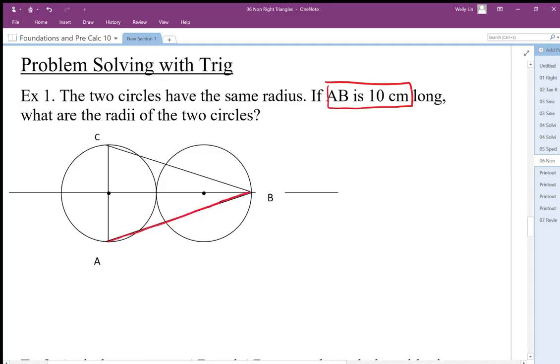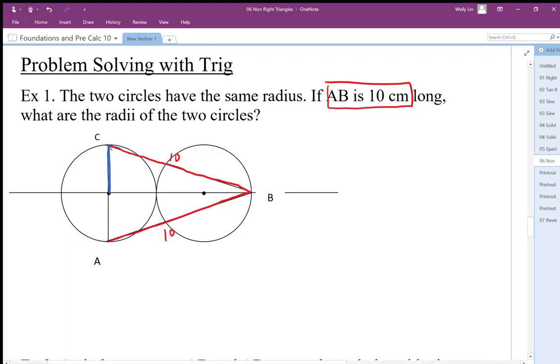And because of the symmetry of this diagram, we know that the other side must also be 10 centimeters. Whenever we have symmetry, we always want to apply the properties of symmetry. And we want to figure out how long the radius is. We want to know this length here, this length which we're trying to find.